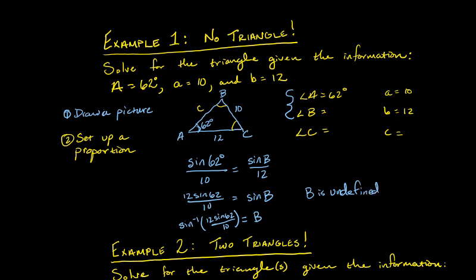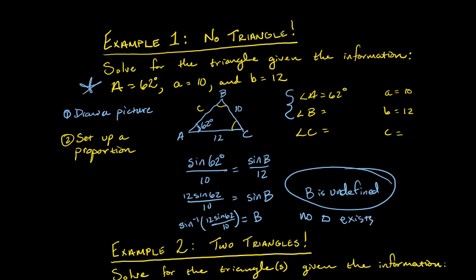So real quick, I'll give you the quick version. Since B is undefined, that means the three pieces of information that we got in the original problem don't create a triangle. So we would just say no triangle exists.